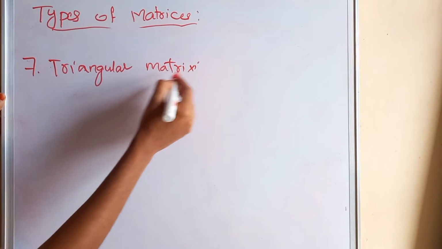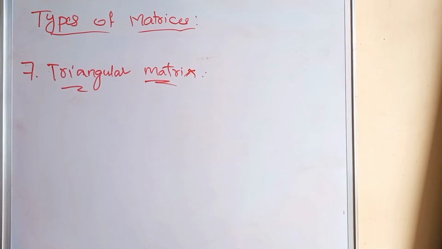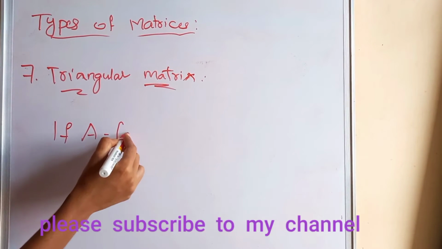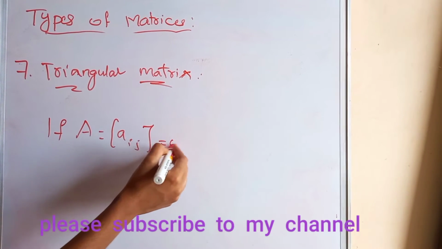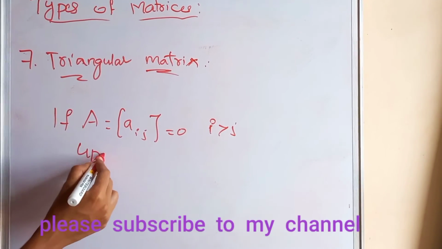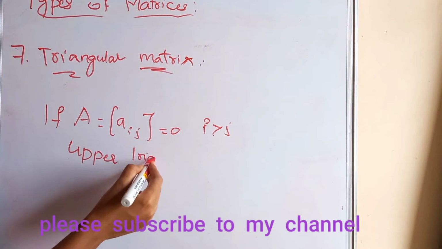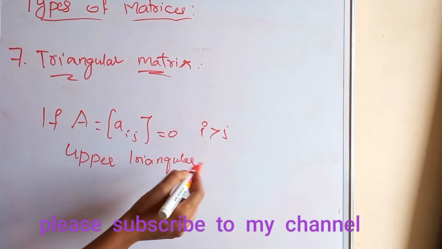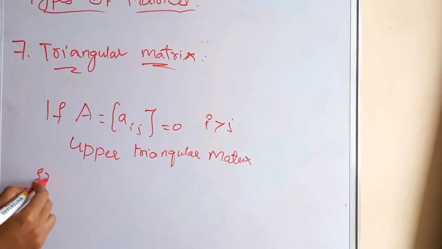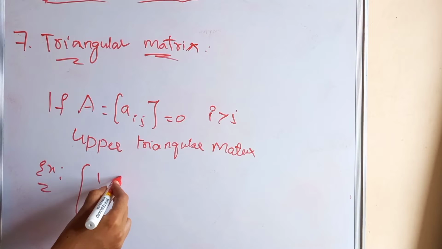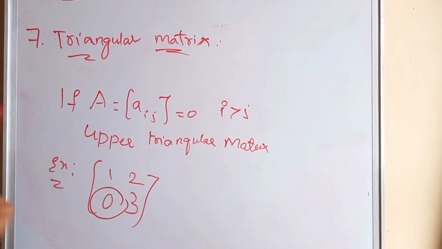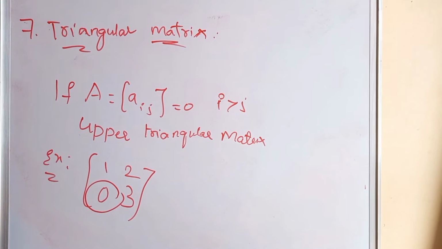Next, triangular matrix. If A equal to a of ij equal to 0 for i greater than j, then it is an upper triangular matrix. Example: 1, 2, 0, 3. It contains the 0 here, so it is an upper triangular matrix.